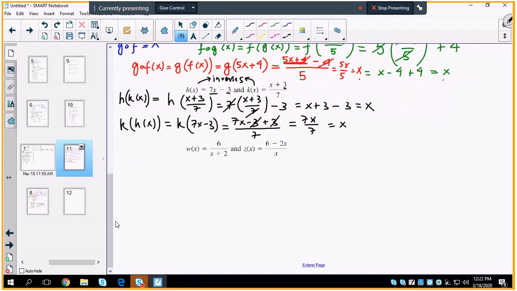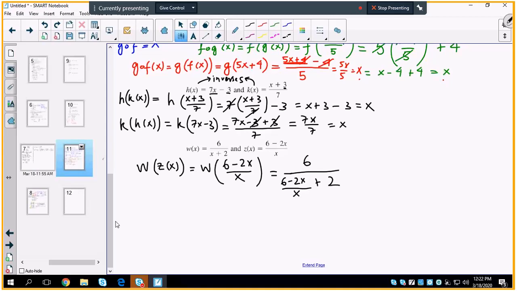W and z. Let's do w of z of x. So z is inside. So that is w of 6 minus 2x over x. I look at w. It is 6 over x plus 2. But in place of x, I use the input 6 minus 2x over x. That wants you to find the common denominator. 2 is 2 over 1. So you multiply x on top and bottom to get the common denominator x. And you get 6 all over 6 minus 2x plus 2x over x.